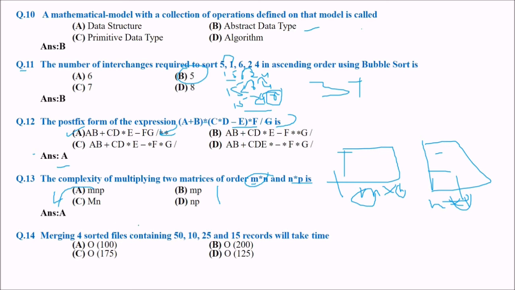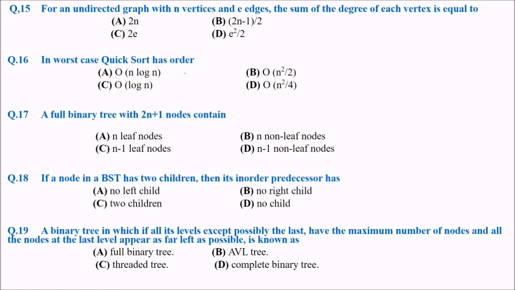Merging 4 sorted files containing 5, 10, 25 and 10 records will take time. Now you have sorted files. First is 50, second is 10, third is 25 and 15 records. How much time is it going to take? It is going to take order of 100. How have we arrived at this? 50 plus 10 plus 25 plus 15 is 100. So that is why the answer is A.